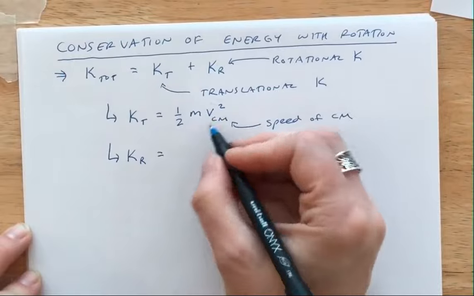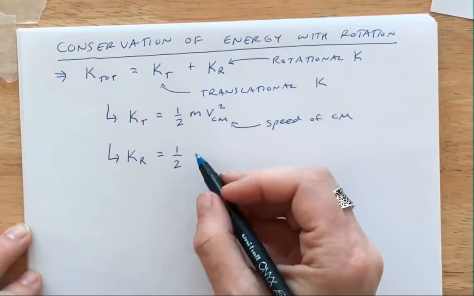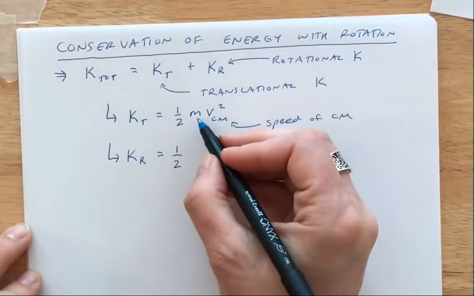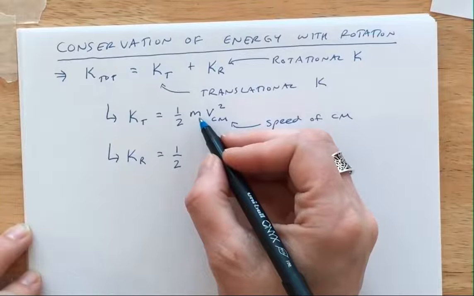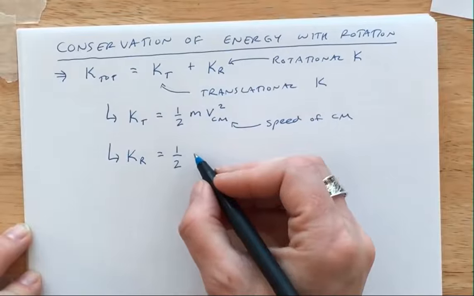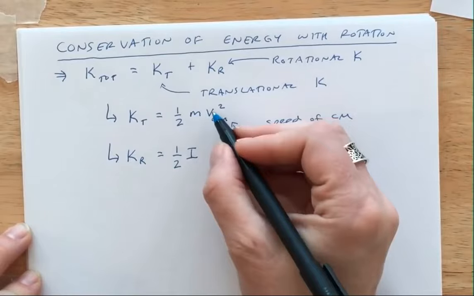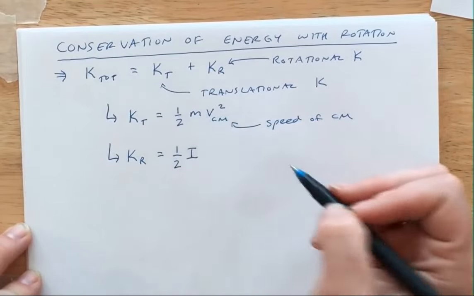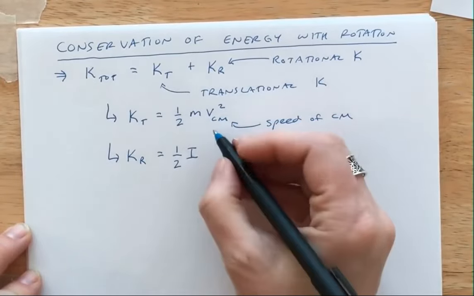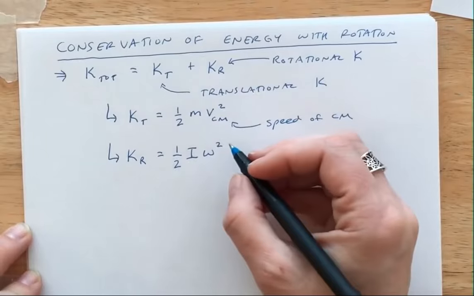In rotational world, remember our equations are the same, but we use the analogous term. So instead of the linear inertia, mass, we want to use the measure of the rotational inertia, which is I, our moment of inertia. And instead of our linear speed, we want to use our rotational speed, omega. So 1/2 I omega squared.